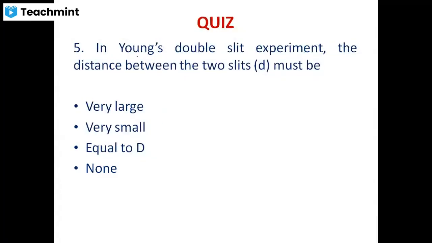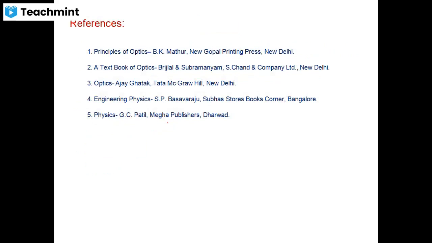And then last question, in Young's double slit experiment, the distance between the two slits, that is small d, must be, very what? Small, sir. Correct. The answer is it has to be very, very small. This is the correct answer, right? So this is a small quiz based upon the Young's double slit experiment.